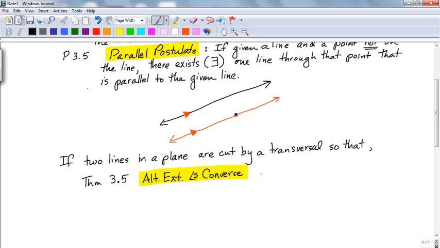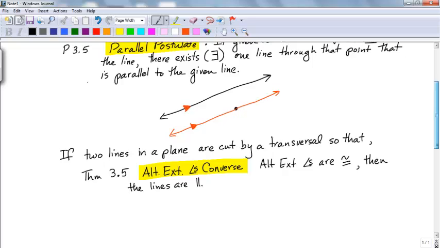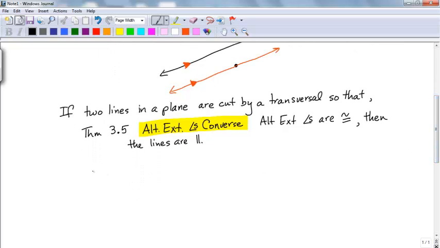The alternate exterior angles are congruent, then the lines are parallel. So it would say if two lines in a plane are cut by a transversal so that alternate exterior angles are congruent, then the lines are parallel. And that's called the alternate exterior angles converse.